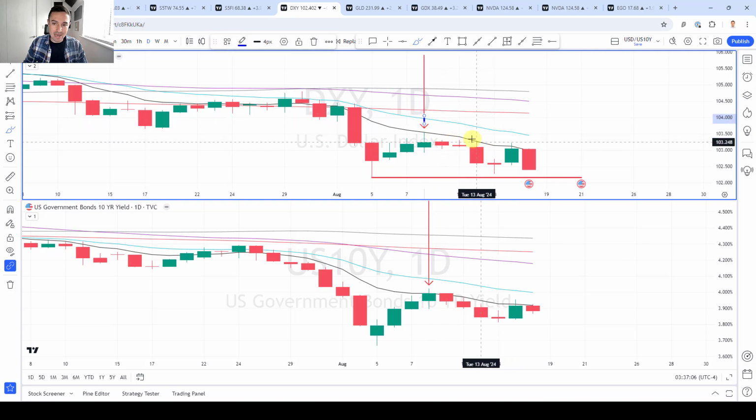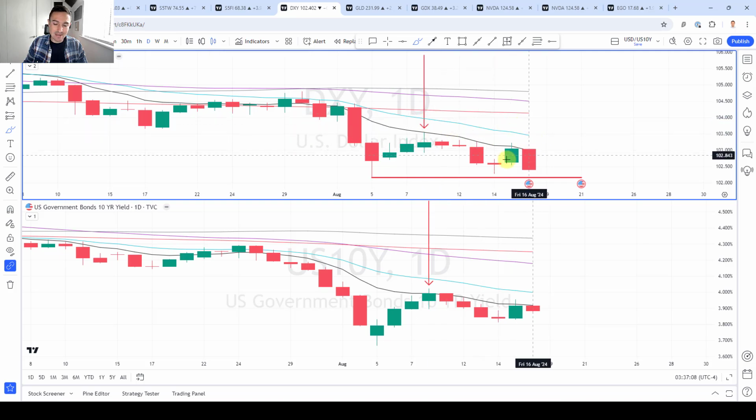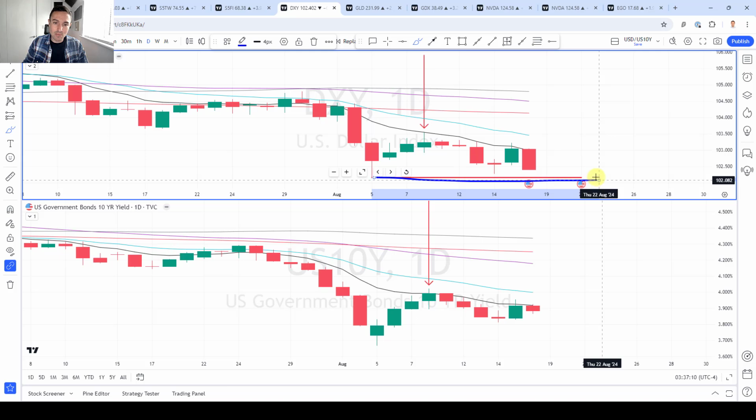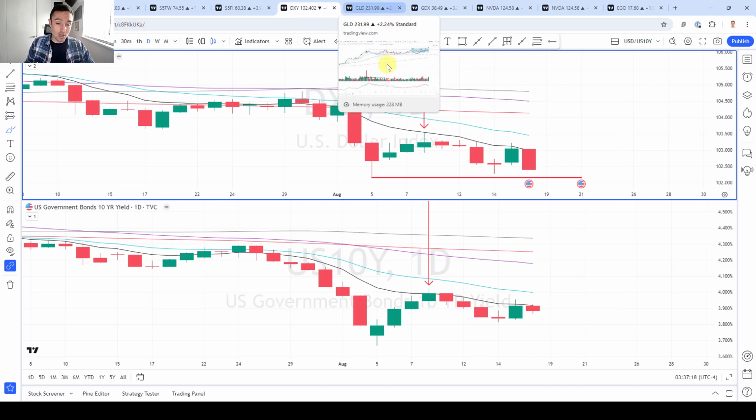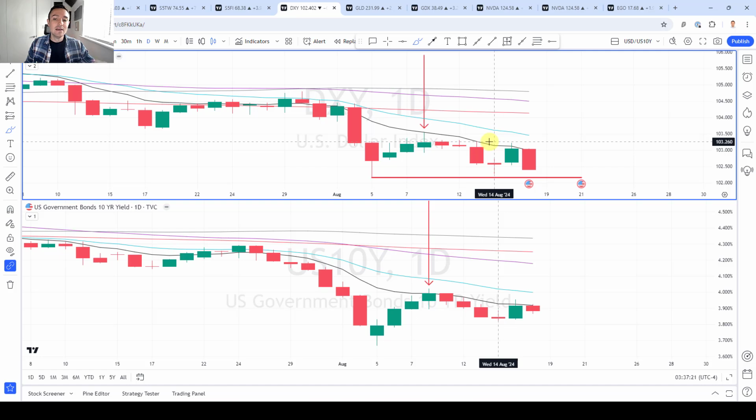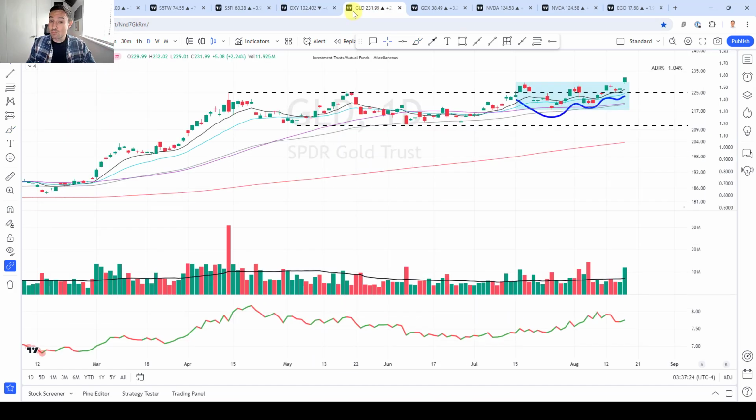Continues to get rejected at its 10-day. If the dollar, as shown by the DXY, makes a new lower low, then I think gold, being inversely correlated to that to quite a high extent, will continue to make a series of all-time highs. So this is something to be looking at and thinking about, the inverse correlation with gold, and then how gold affects precious metal miners.